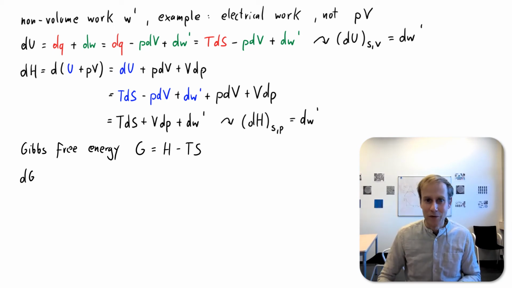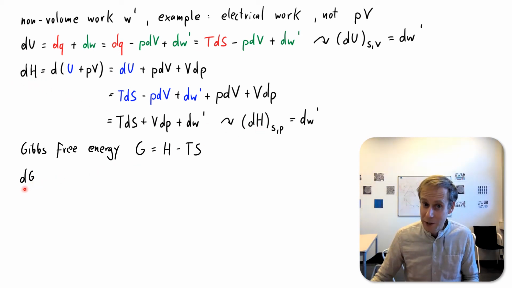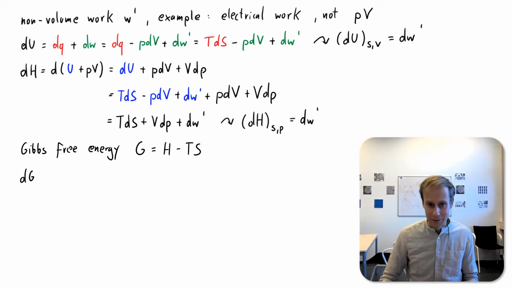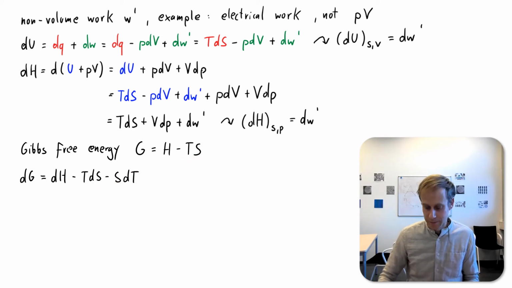Okay, so following this logic that we have done already for the change of the internal energy and the change of the enthalpy, we can now do the same steps for a change of the Gibbs free energy. What would that be? dG is dH, right? Change in enthalpy minus TdS minus SdT. Again, the product rule applied to this TS term gives these two terms.